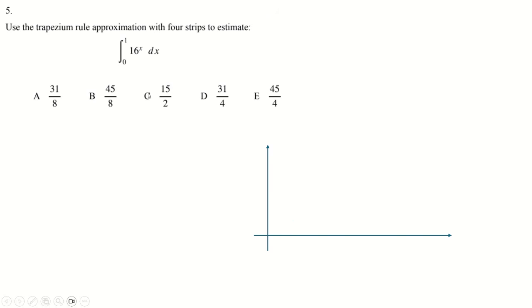Trapezium rule then, so I decided to draw this. I know there's a formula for the trapezium rule, but without the formula book, I'm not going to remember it. So I just had to do this by hand. So across from 0 to 1, obviously in 4 strips, we're going to go a quarter, a half, 3/4, 1.